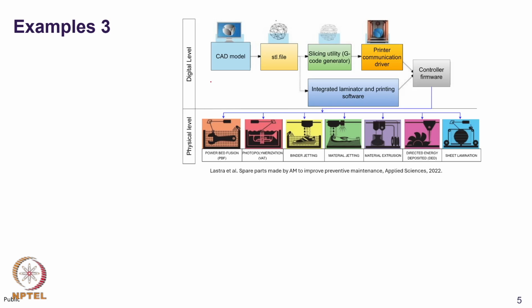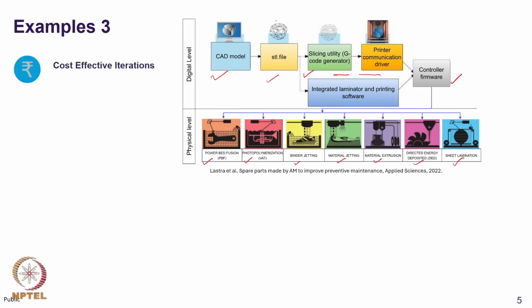As we know, for additive manufacturing, we need a CAD model. We create an STL file. This STL file can be used for creating various slices of the final geometry using a G-code generator. This final file is sent to a printer communication drive which is connected to a controller firmware, and we can choose the process as we need. We can make the part, if suitable, using powder bed fusion or photopolymerization or binder jetting, material extrusion, or direct energy deposition or sheet lamination.